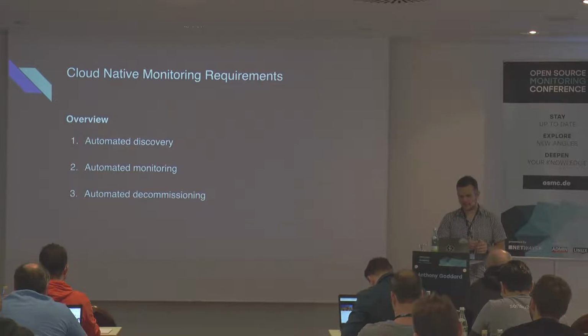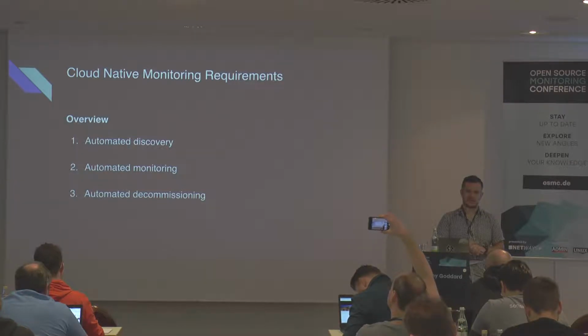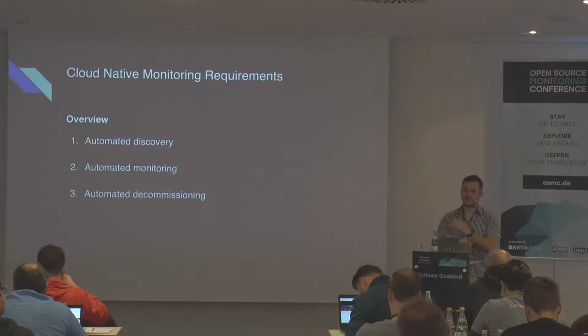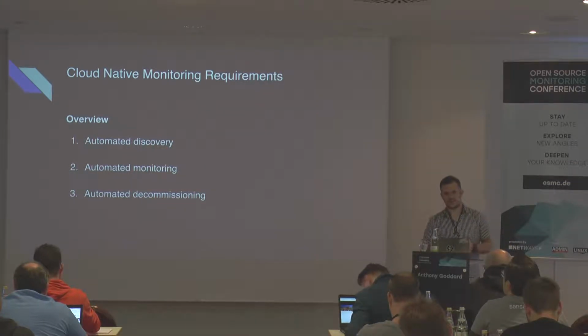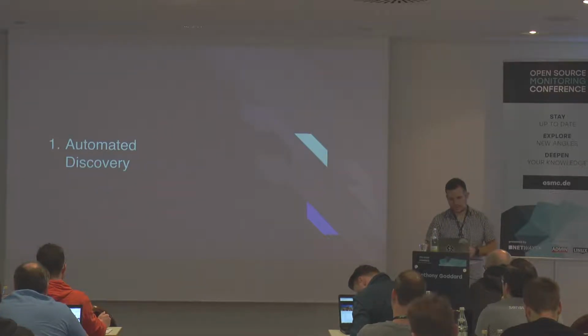So again, the three major things: automated discovery, automated monitoring, and automated decommissioning. These are what we see as cloud-native monitoring requirements. It's not an exhaustive list, obviously, of what we think monitoring should be, but it's the three things that we think are the most important when it comes to monitoring ephemeral infrastructure. So we'll step through each of those.